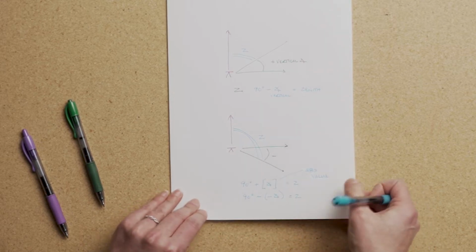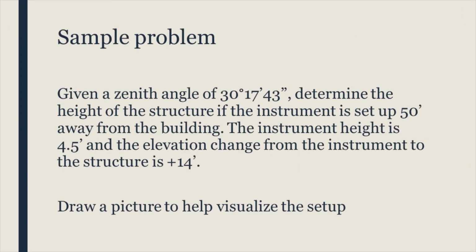All right, so now we can get into our sample problem. The sample problem for this structure is we are given a zenith angle, so we will need to convert it in order to determine our vertical angle. We need to determine the height of a structure, and we have our instrument set up 50 feet away from the structure or the building. The instrument height is 4.5 feet, and the elevation change from the instrument to the structure is a positive 14.